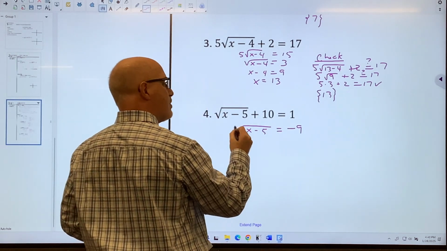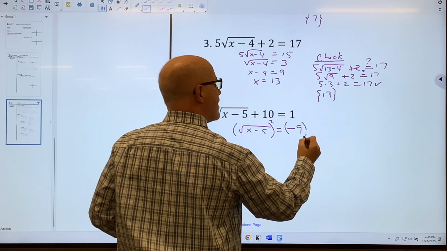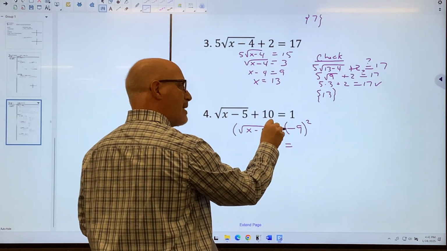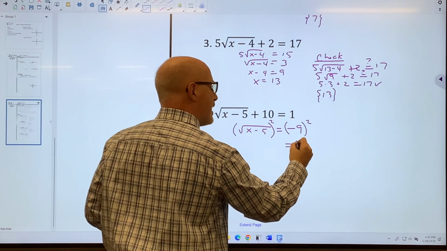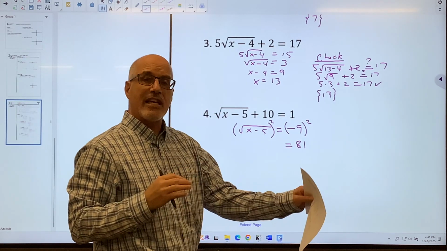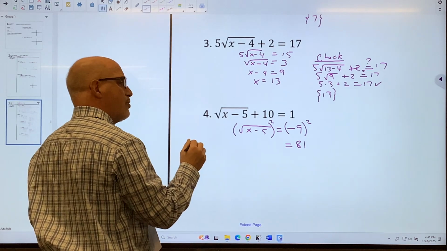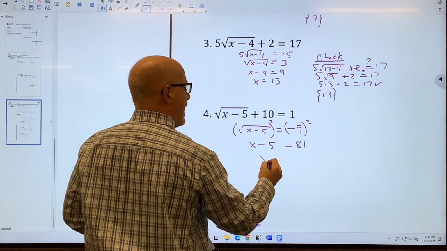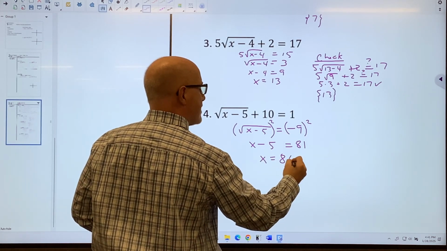We're going to go ahead through the steps and square both sides. Notice what this does is it creates a positive from that -9 squared. -9 times -9 is positive 81. That's the thing that can add the extraneous solution when you square. This will be just x minus 5. Add 5 to both sides, you get 86.